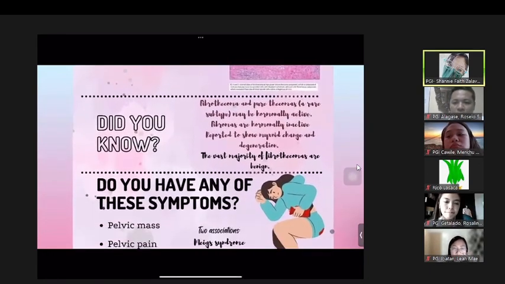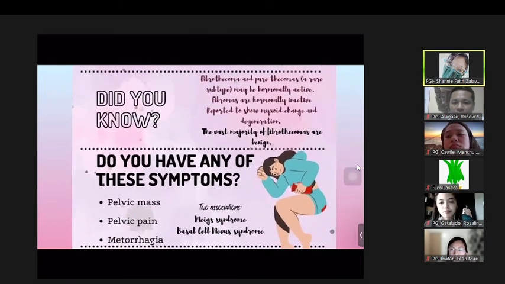So did you know that fibrothecomas and thecomas, which is very rare, may be hormonally active compared to fibromas, which are hormonally inactive? Therefore, fibrothecomas exhibit estrogenic activity. So patients with fibrothecoma may experience estrogenic symptoms such as endometrial hyperplasia, menorrhagia, and such.